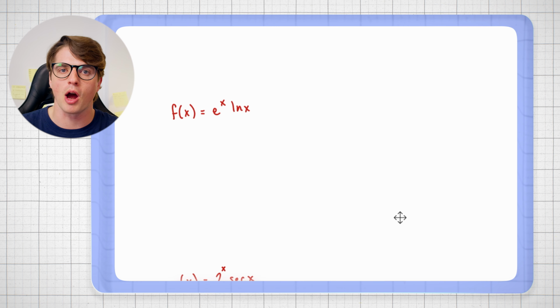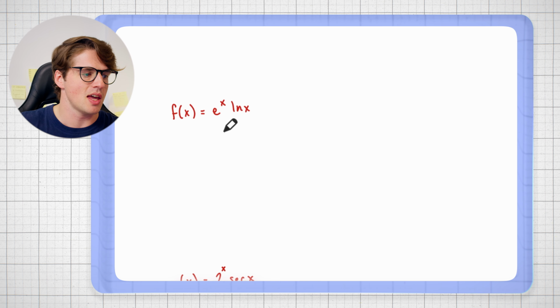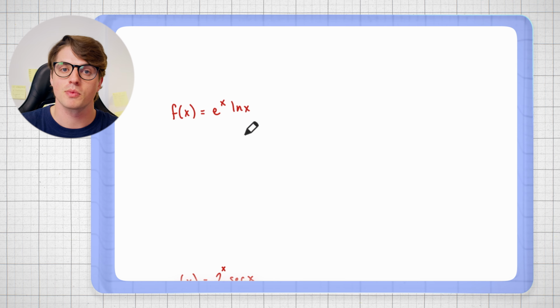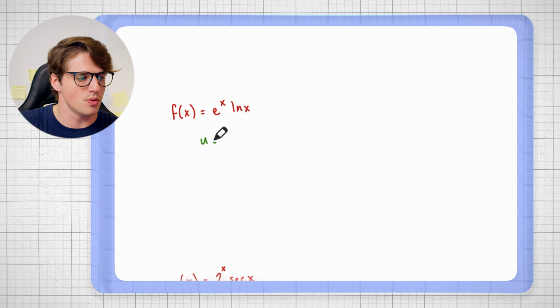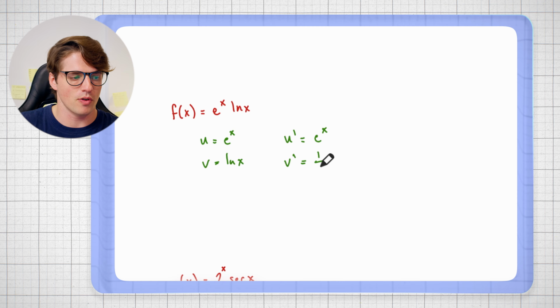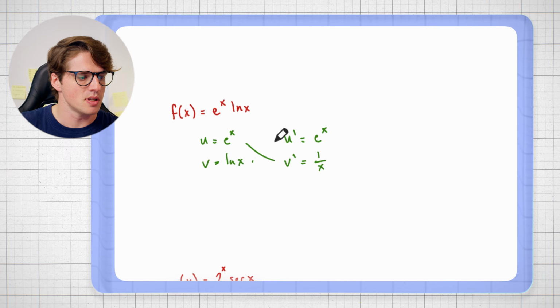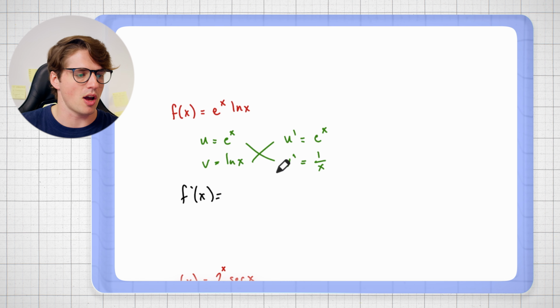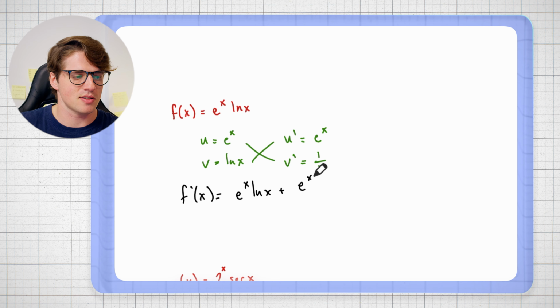Okay, let's do some problems with these derivatives. So f of x is e to the x ln x, product rule problem. So we could say u is e to the x, v is ln of x, u prime is e to the x, v prime is 1 over x. So product rule states that this derivative f prime of x would be u prime v plus u v prime: e to the x ln x plus e to the x over x.